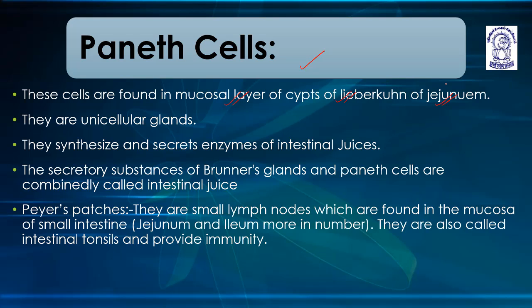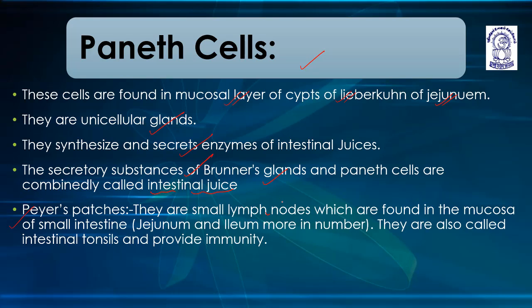They synthesize and secrete enzymes of intestinal juices. So the enzymatic secretion is produced by Paneth cells, and the non-enzymatic secretion is produced by the Brunner's glands. Together, the secretions of Brunner's glands and Paneth cells are called intestinal juice. The Brunner's gland secretion is non-enzymatic, maybe mucus or some other kind of secretion, and the Paneth cells produce the enzymatic secretions. Together they form intestinal juices.